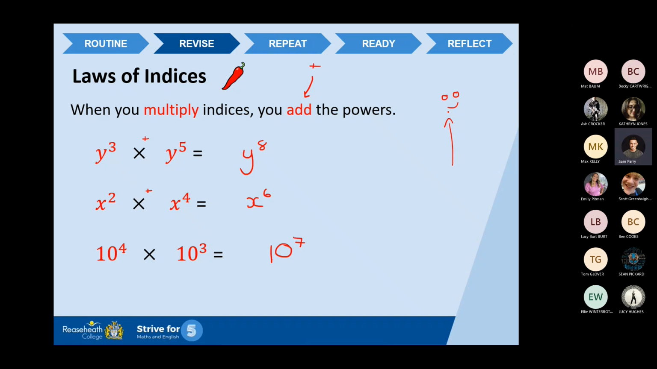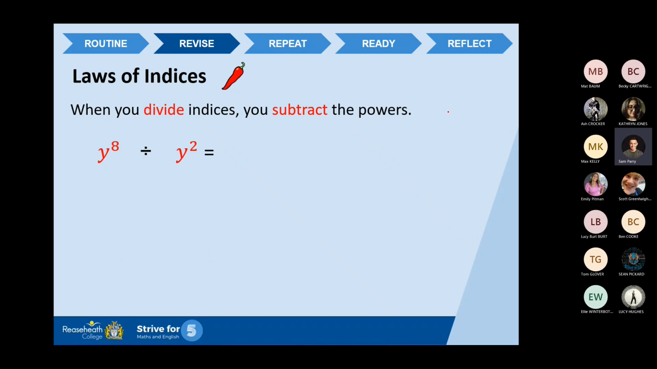Okay. When it comes to dividing indices, you subtract the powers. So when you divide indices, you subtract the powers. So here's another 3 set of examples. Y to the power of 8 divided by y to the power of 2, well, that means take away. So it's going to be y to the power of 6. X to the power of 5, take away x to the power of 2 is x to the power of 3. And then finally 5 to the power of 5, because we're simply subtracting.